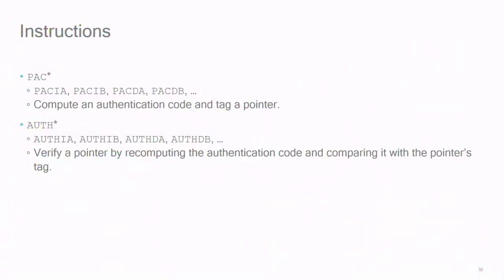There are some groups of instructions that are added as part of the extension. The first group is the pointer authentication code set of instructions. These perform the first operation, which is to compute an authentication code and tag a pointer. And the second grouping of instructions, the auth instructions, they perform the second operation. They verify a pointer by recomputing the tag and comparing it with the tag inside the pointer.